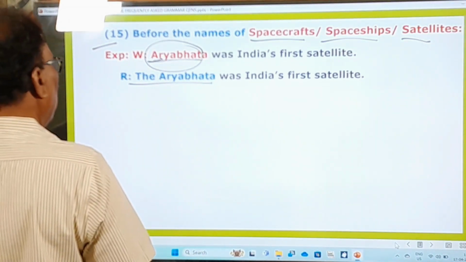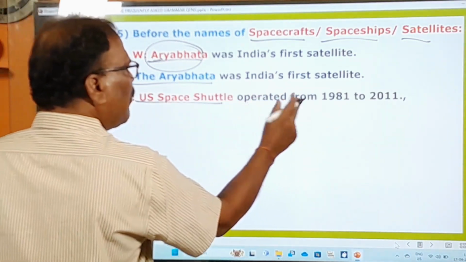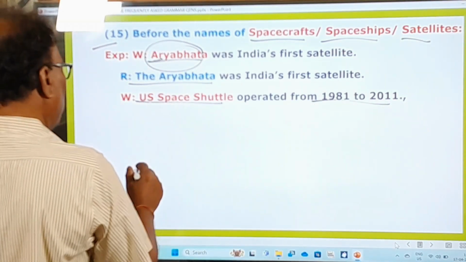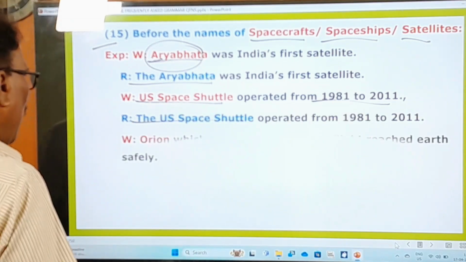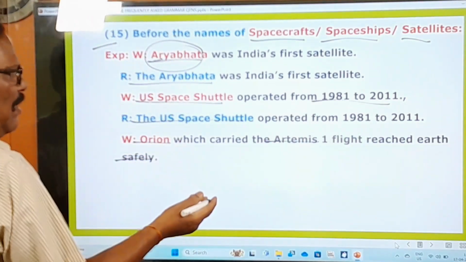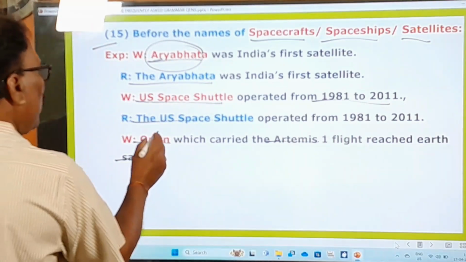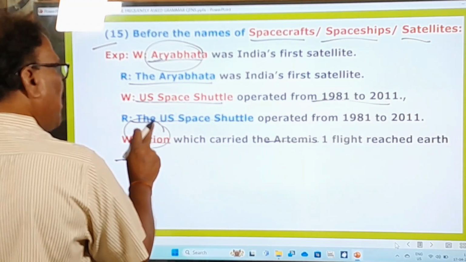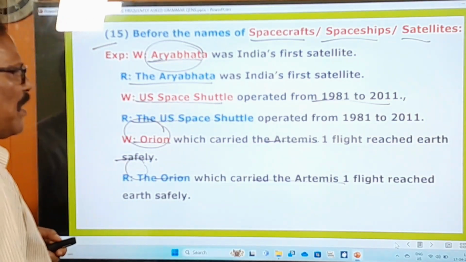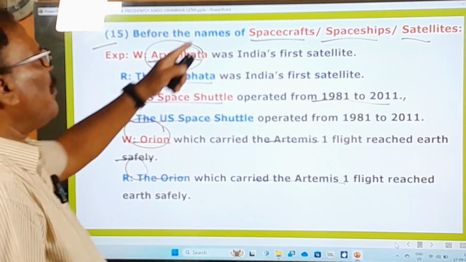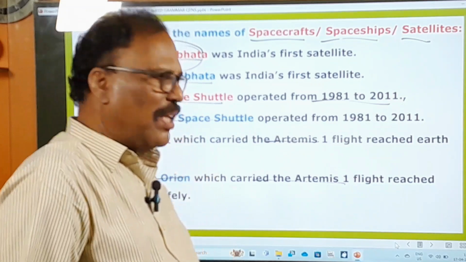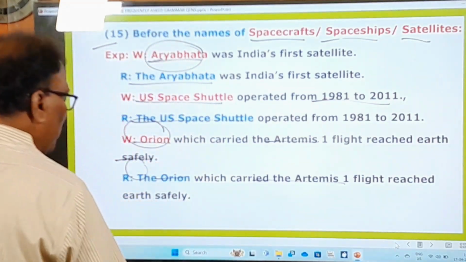And next, the US Space Shuttle operated from 1981 to 2011. So here you cannot simply say US Space Shuttle; it is the US Space Shuttle. And the Orion, which carried the Artemis 1 flight, reached Earth safely. Very last year it happened, you know very well about that. Orion is a spacecraft, spaceship. So before that we have to use the definite article. The Orion, which carried the Artemis 1 flight, reached Earth safely. So in this way, before the names of spacecrafts, spaceships, both are the same, and satellites, we have to use the definite article. Now let's move on to learn other important rules.